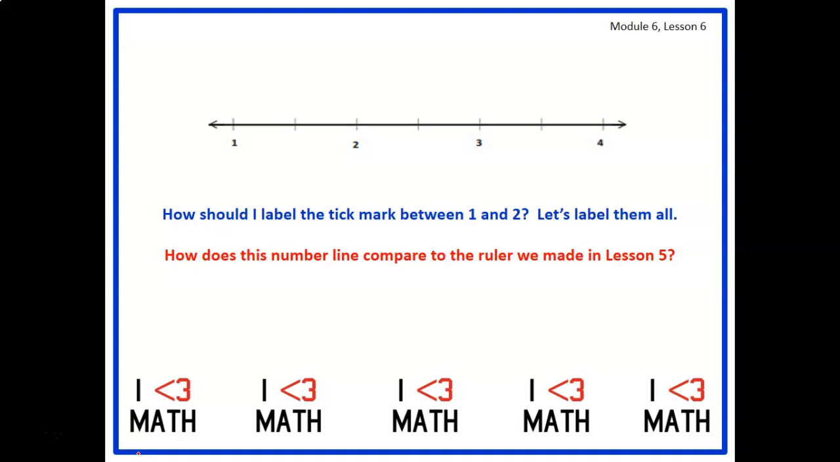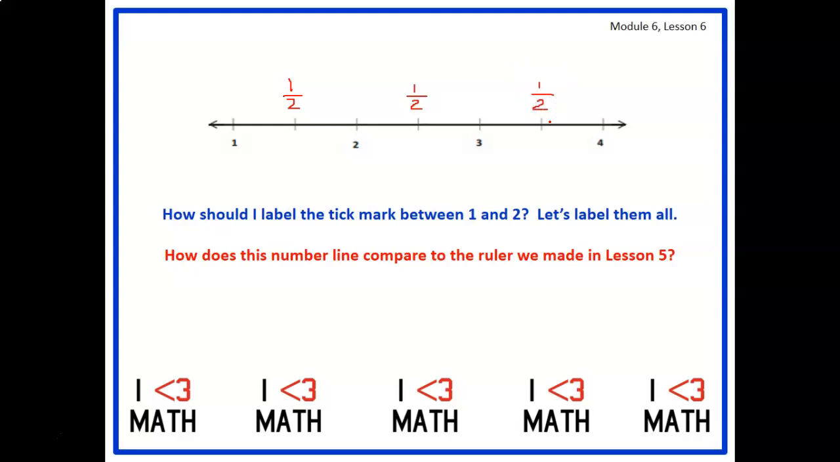Okay, how should I label the tick mark between the 1 and the 2? Well, we know that 2/2 is equal to 1. So if this is 1 unit and it has 2/2, then you know you're going to label that a half. So this tick mark is always going to be a half. It's the one halfway in between the whole numbers.